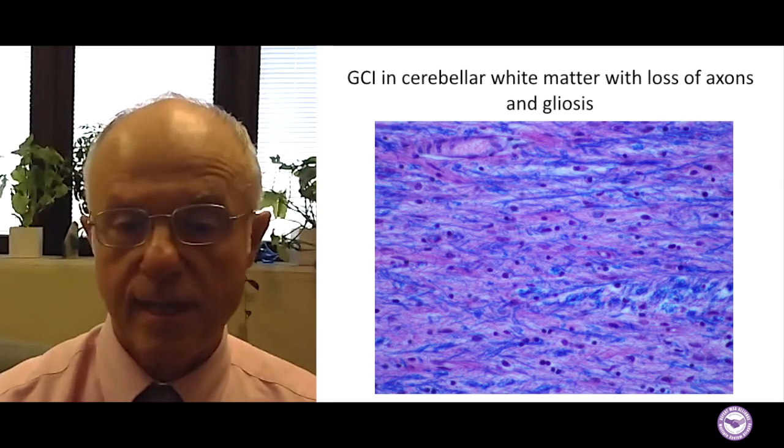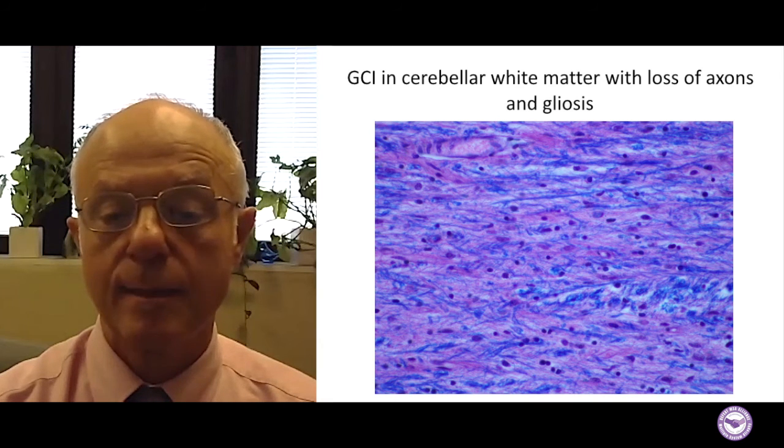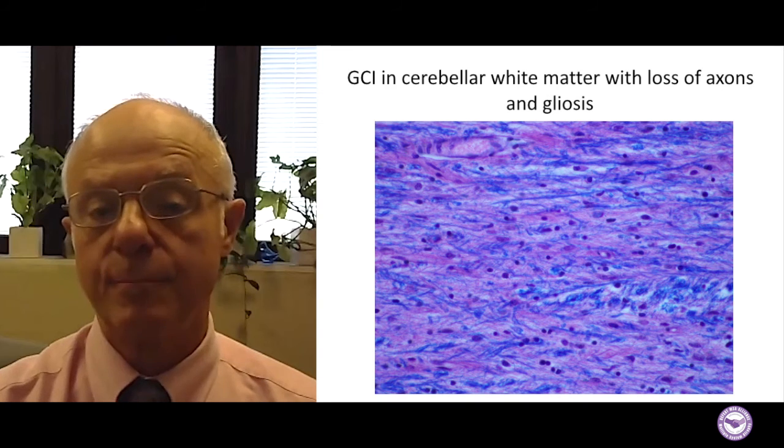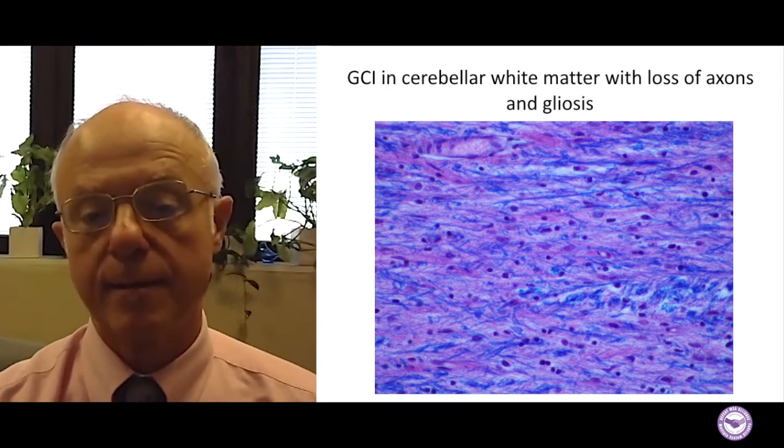inclusions. This is a higher power view of that to show the reactive astrocytes in the background, some of which have these very small pink clumps in the cytoplasm. They would be highlighted again with the alpha-synuclein immunostaining.